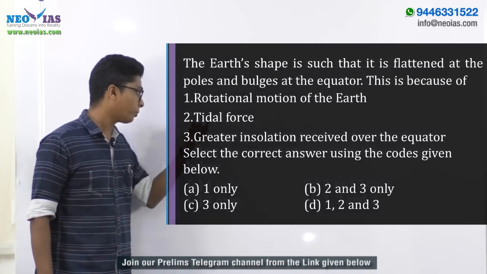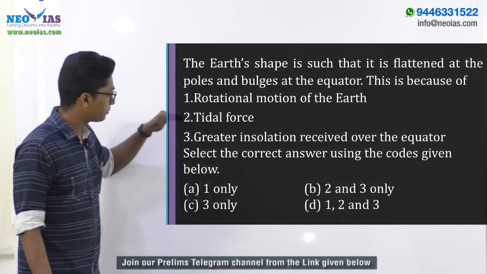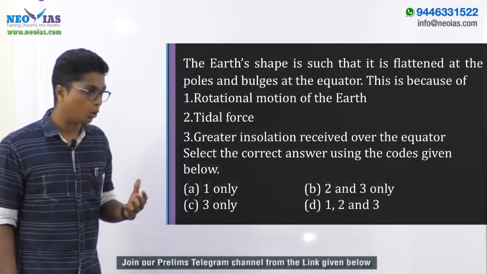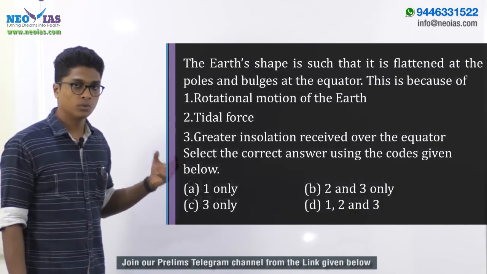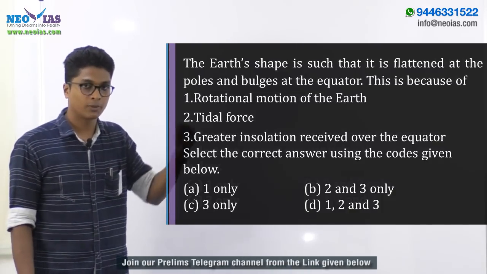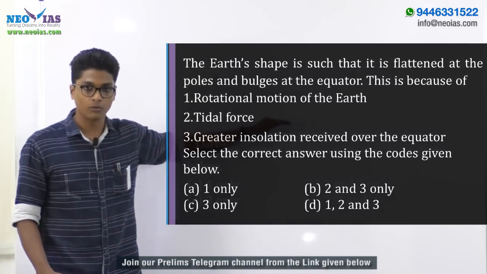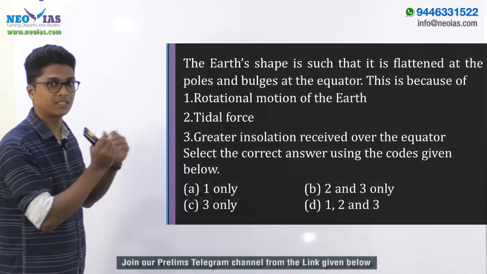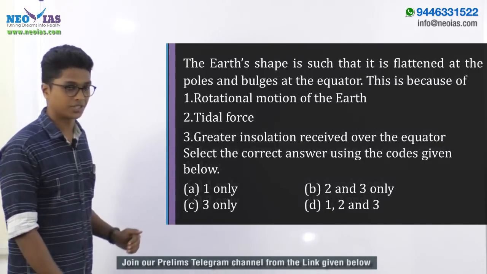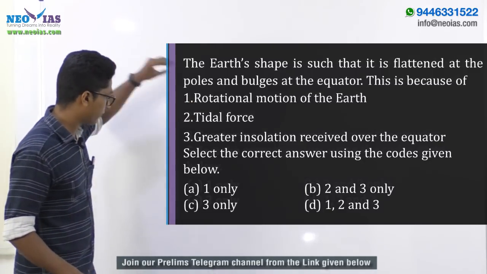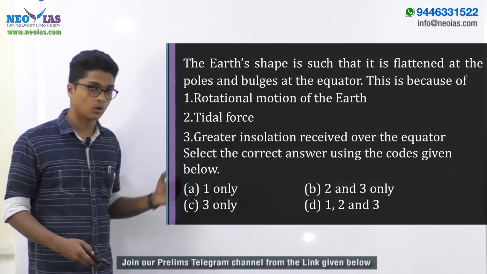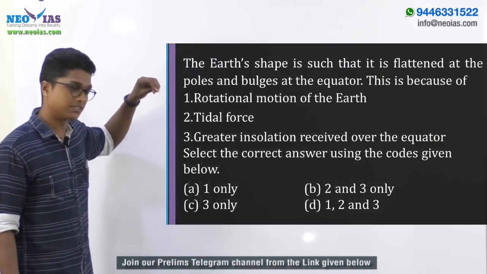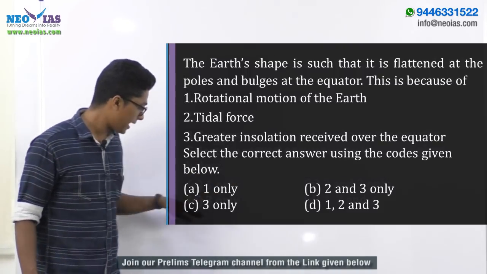The second option given here is tidal force. Now tidal force denotes the gravitational attraction of the moon as well as the sun. The gravitational attraction of the moon and sun is a relatively negligible force compared with this centrifugal force. And the tidal force won't be able to create this bulge over the equator because it's a negligible force, right? Since we already understood the first statement is correct and the second statement is wrong, going through the options, you can eliminate B as well as C.